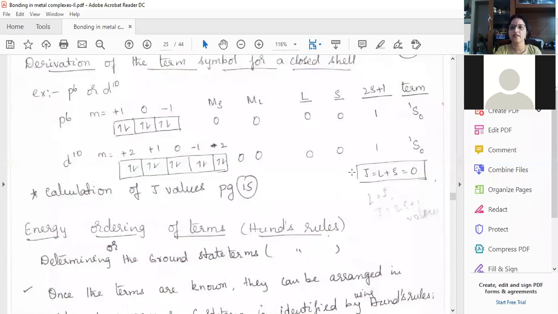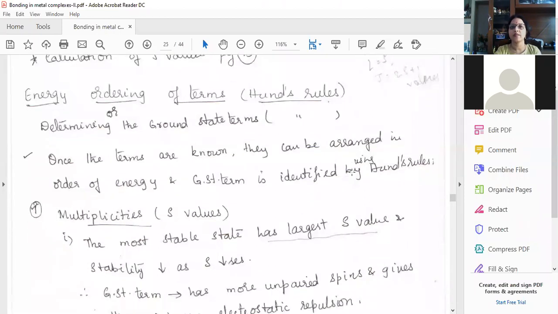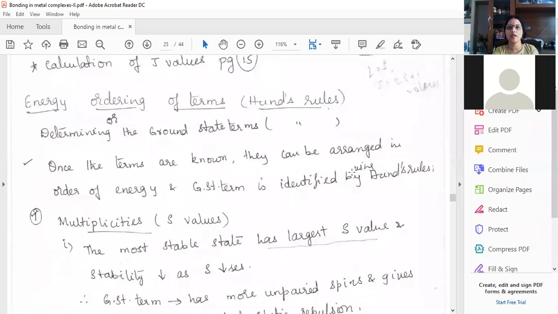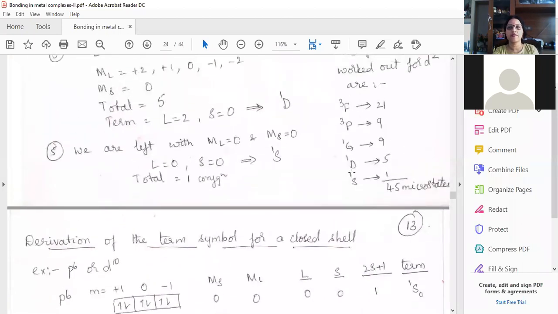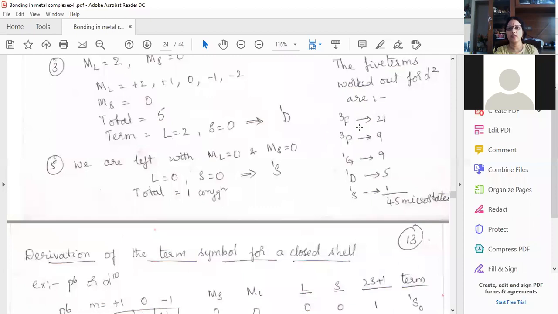Okay. Now once we get these symbols, how to put them in energy order. Suppose for D2 you have got, how many did you get? You have got different symbols. See, if you see for D2, how many did you get? Triplet F, triplet P, singlet G, singlet D, singlet S. So many energy levels are there. Now how to put them in order? In order means the lowest energy level should be kept at the bottom. Then you should keep on arranging the energy levels. As you increase the energy levels, you should arrange them like that.